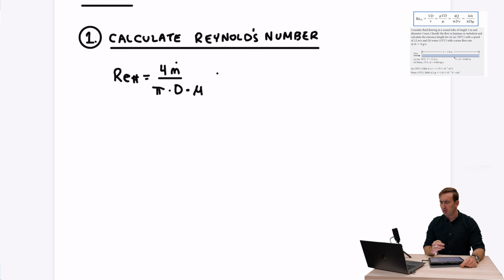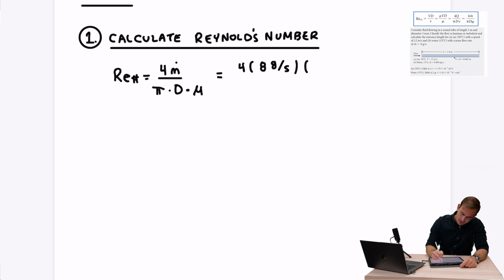So we're actually given all of these values here in the problem, so we're going to use those to solve for Reynolds number now. We plug everything in, we'll have the value of 4 times m dot, which we were given in this problem as 8 grams per second. We're going to want that to be in kilograms per second, so we're going to say 8 grams per second times 1 kilogram over 1,000 grams.